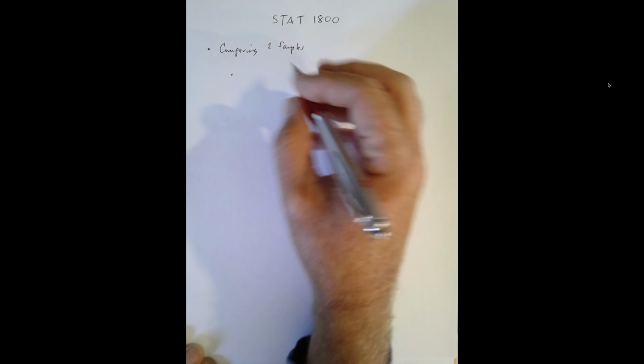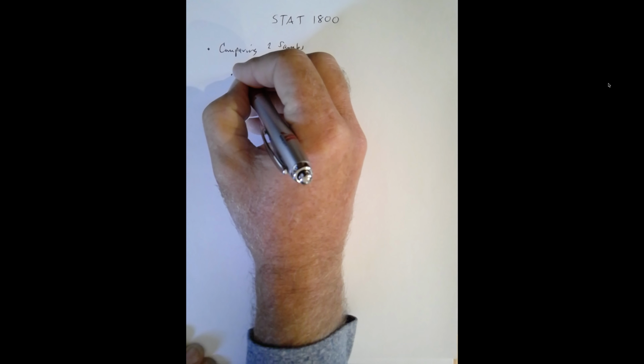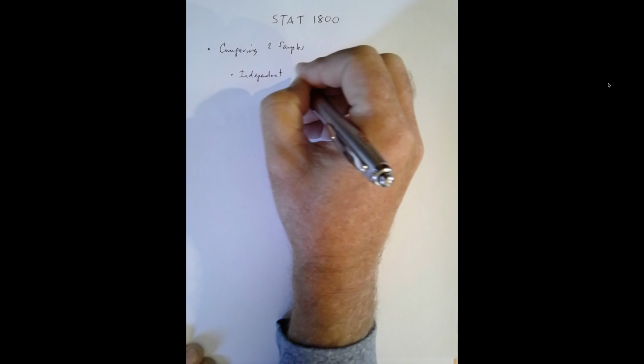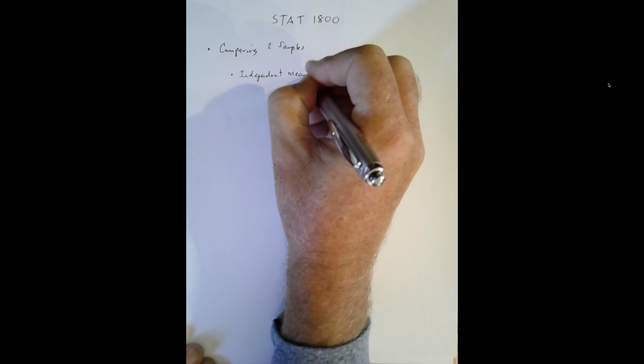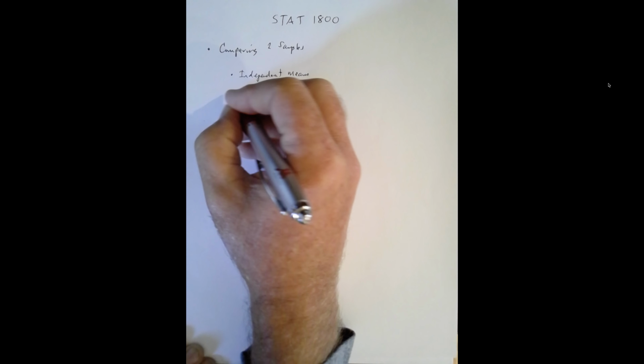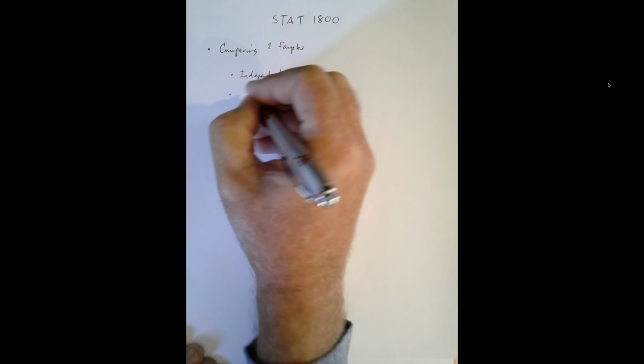We want to look at independent means. So compare two means that are independent, so two means from two different populations. More about that in just a second.